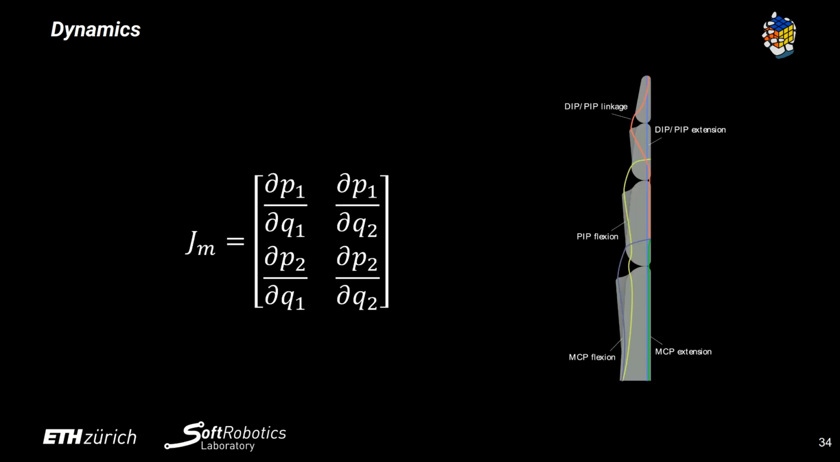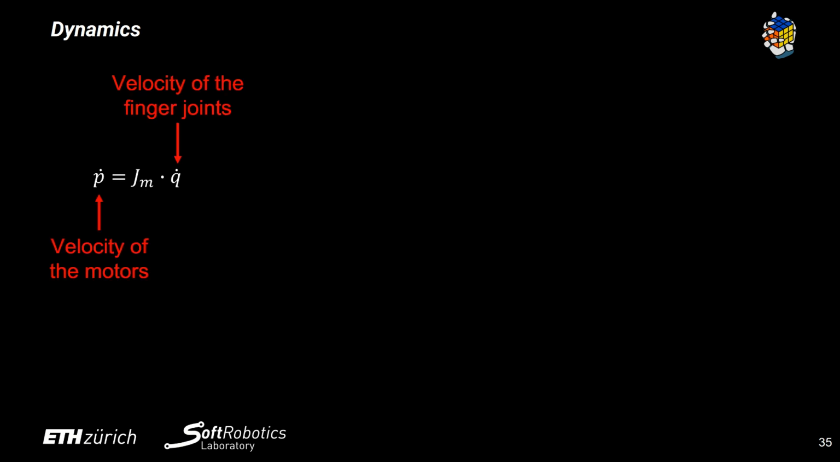In the case of the 5-hand, a single finger only consists of two active joints, which are the MCP flexion and the PIP flexion. They are controlled by one motor. We hereby define the muscle Jacobian matrix Jm as follows. In the discussion from before, where we talked about the Jacobian, we know that the Jacobian maps the velocities of two parameters. In this case, it would be the velocity of the finger joints with the velocity of the motors.